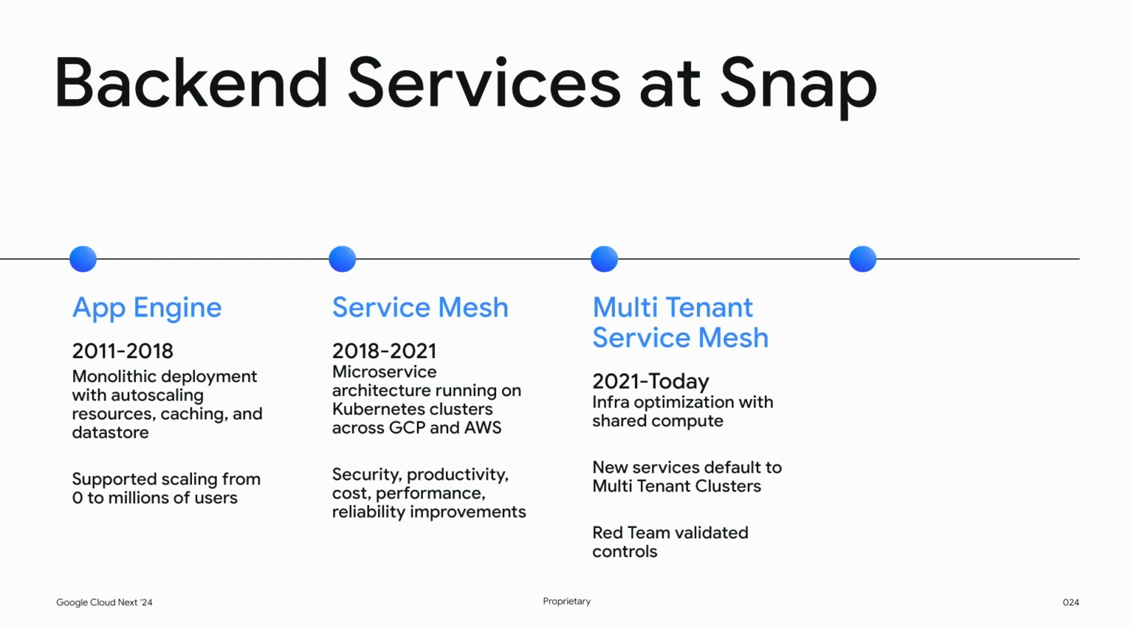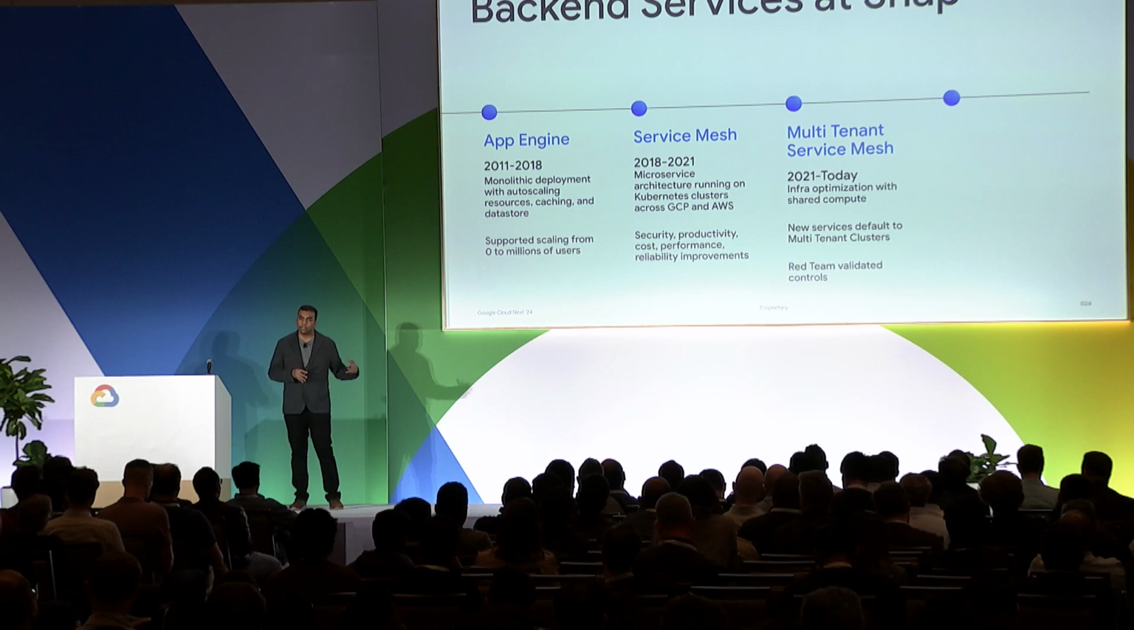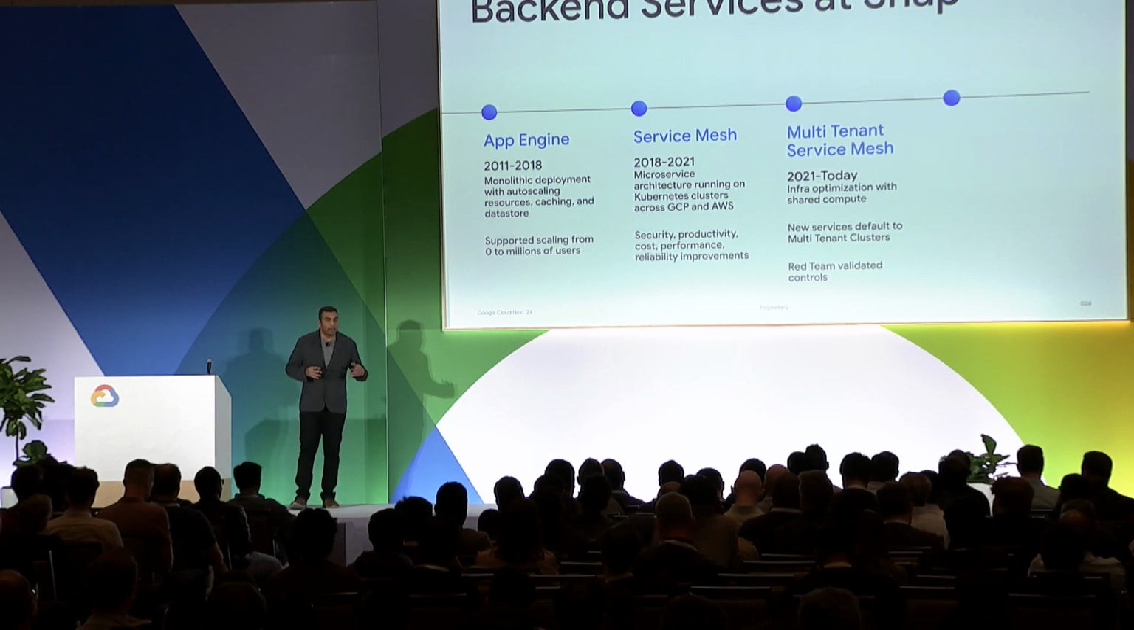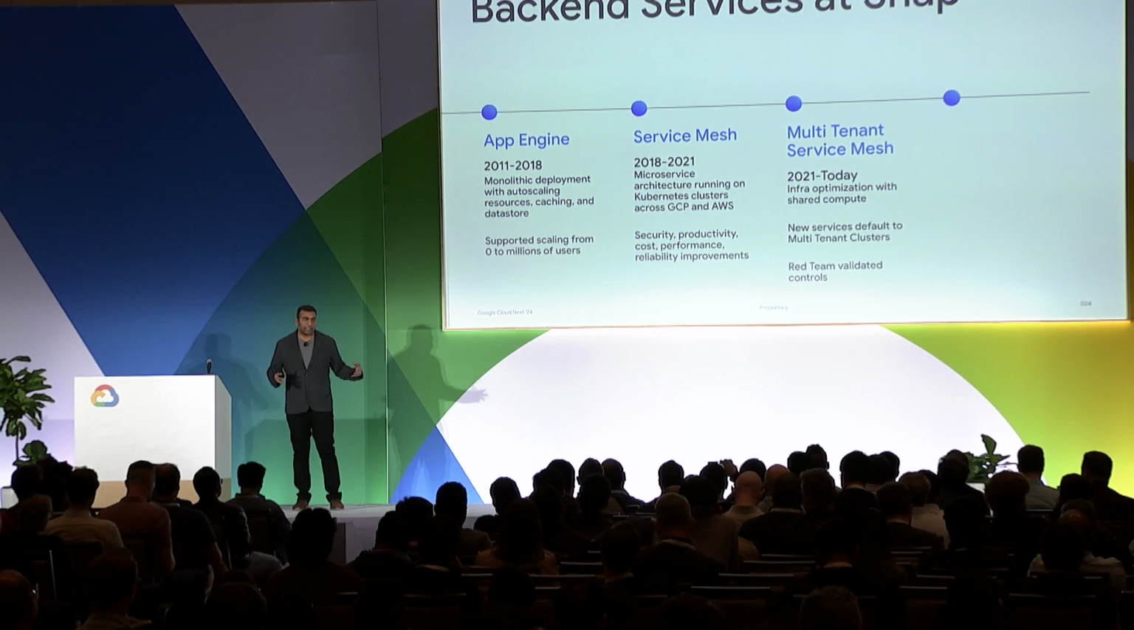Now, to recap the backend services at Snap's story, as I said earlier, we started with App Engine, then we moved to Service Mesh, which was our single-tenant Kubernetes-based abstraction across multiple clouds, which provided the usual benefits of security, developer productivity, and performance. And with multi-tenancy, we now introduce infrastructure optimization, where we could optimize on the cost and the usage of the infrastructure, as well as reduce our management of hundreds and thousands of clusters, and also optimally use our compute infrastructure.